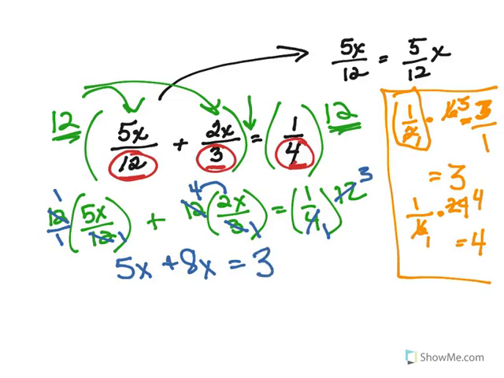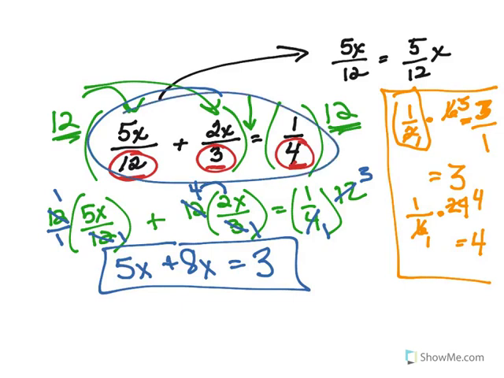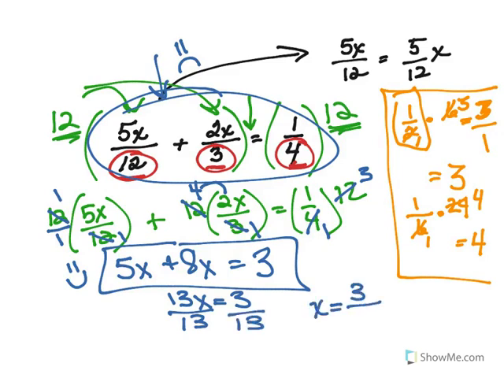Then I'm going to combine like terms, but before I do, just know that this right here is a lot nicer than this. It's saying the exact same thing, but this right here, well, that scares me. But this, I think I can handle. Then I combine like terms, and I get 13x equals 3. Divide both sides by 13, and my final answer is x equals 3 over 13.